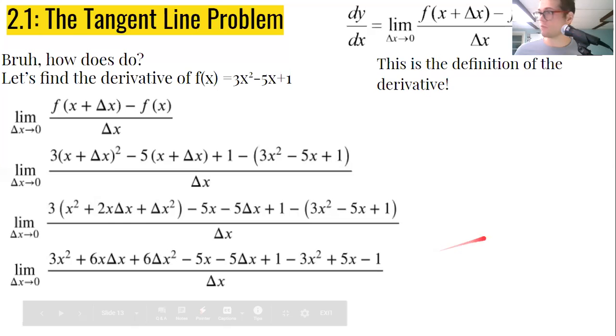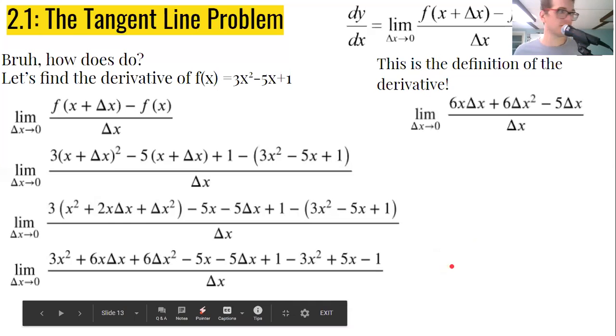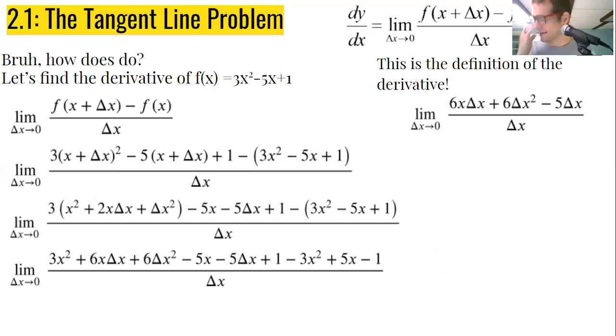So let's see what happens when we can't cancel it all out. Well, looking at that, everything left in the numerator has a delta x. What's nice and efficient about that is we can factor out a delta x.